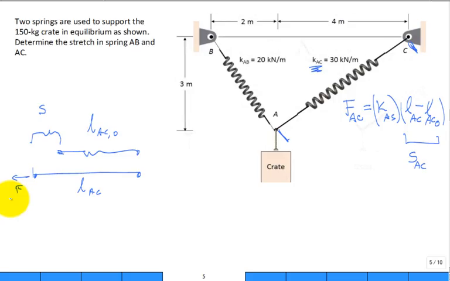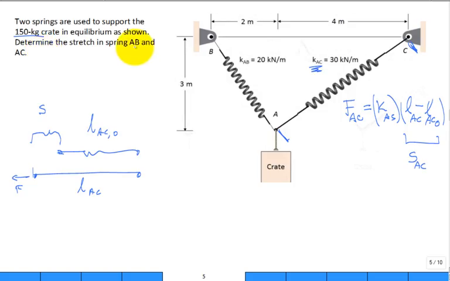All right, so now we have two springs. They're used to support the 150 kilogram crate. Did they give me the weight of the crate or the mass of the crate? They give us the mass of the crate. How am I going to get the weight of the crate? Multiply by 9.81 and call it a Newton, right? Weight is mg. All right, and a Newton is a kilogram meter per second squared. This is all easy stuff, but don't trip up on that. So we're going to get the weight of the crate.